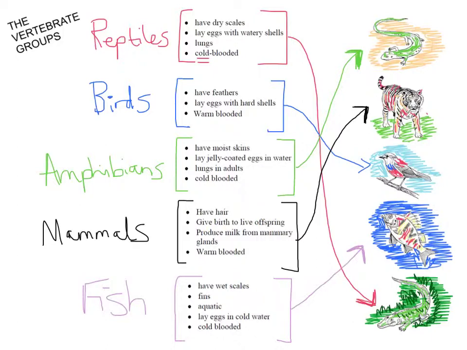But this video, like I said, is just to talk about the vertebrate groups. So the classes of vertebrates. So we have the reptile, the bird, the amphibian, the mammal, and the fish, and to define what it is that makes them distinct. Okay, hope all that helps.